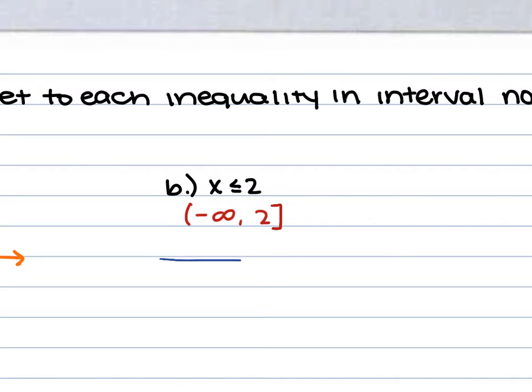So on your number line, you'd find the 2. Because your inequality sign says that it's equal to that 2, you're going to have a closed circle on that 2, and it goes to negative infinity, so your line will go to the left.